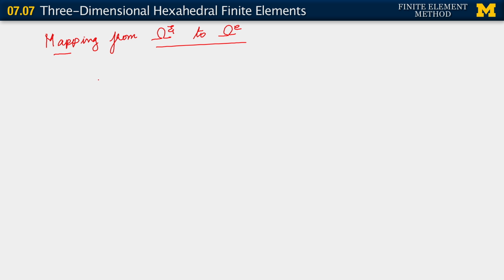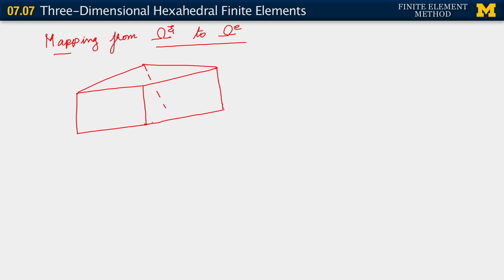Okay, so here's what we have. We have omega e, and I'm somewhat purposely going to draw this as an irregular hexahedron. So maybe something like that. Okay, that's reasonably irregular as a hexahedron. Okay, 8-noded still. But now the point is that we say that this is obtained from a mapping from a domain in which things are indeed regular.